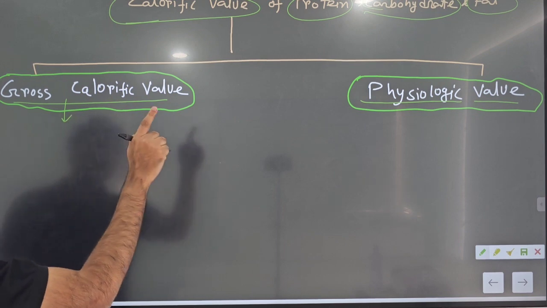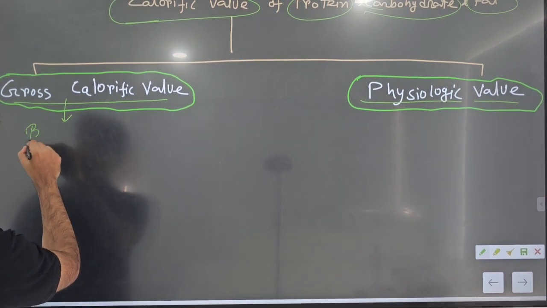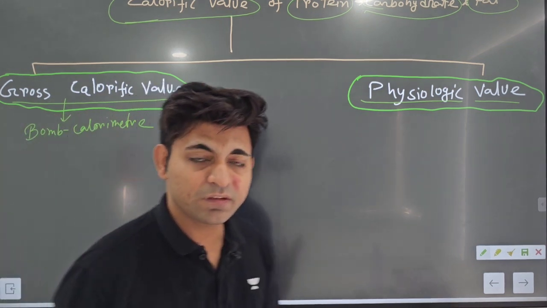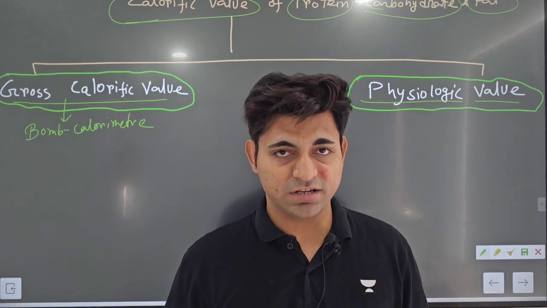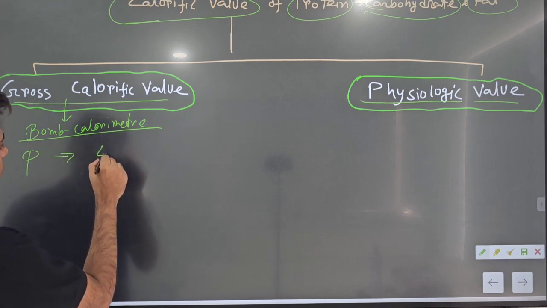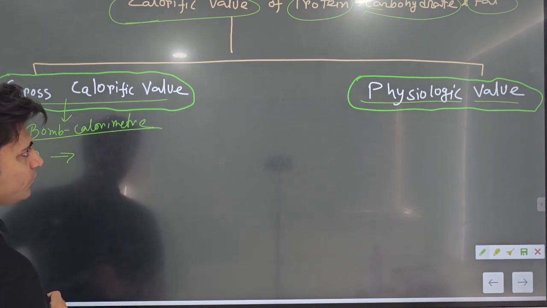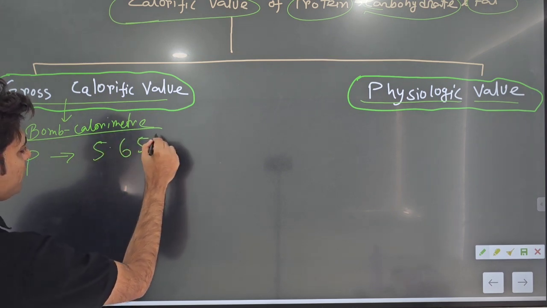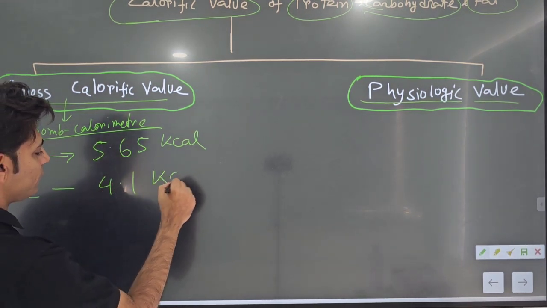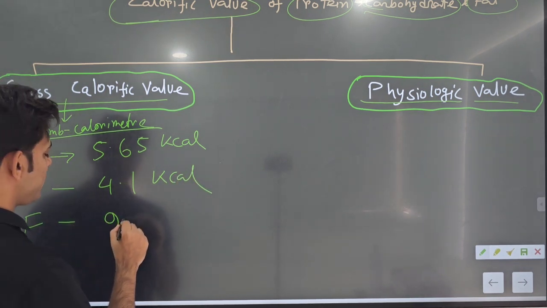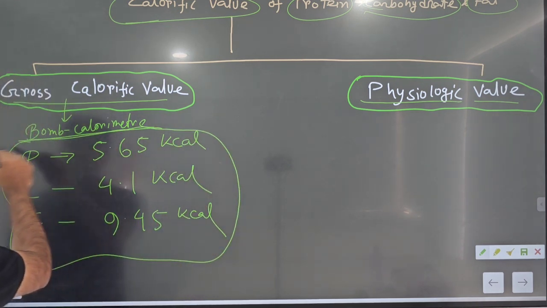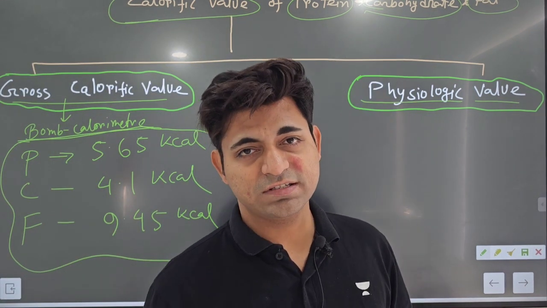When you take 1 gram of protein, carbohydrate and fat into a machine called a bomb calorimeter, and you burn them in the presence of saturated oxygen, full oxygen, then the amount of heat energy they produce: protein will produce 5.65 kilocalorie energy, carbohydrate will produce 4.1 kilocalorie energy, and fat will produce 9.45 kilocalorie energy. That is outside the body, inside a metallic chamber where there is a supply of oxygen.